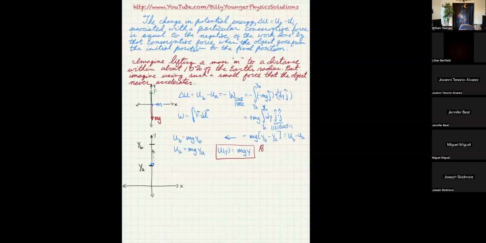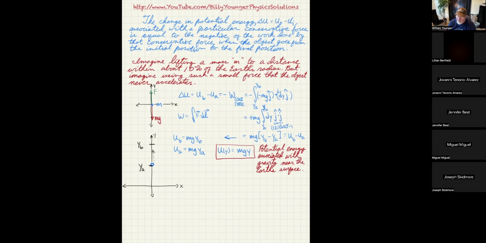This is the potential energy associated with gravity near the Earth's surface.